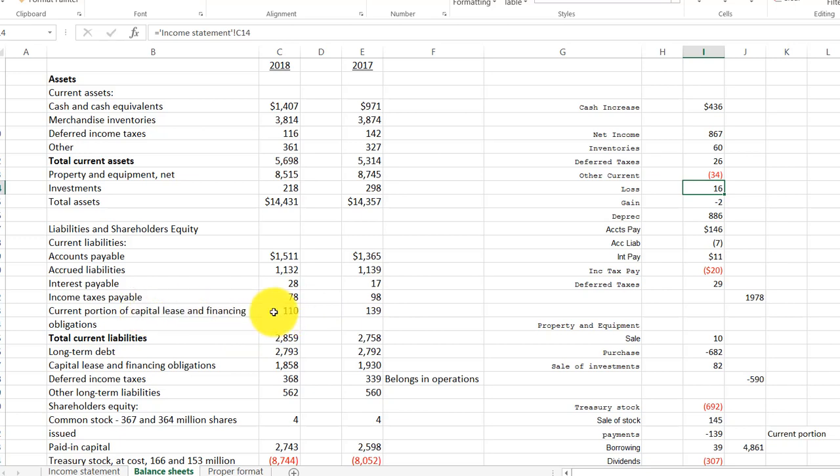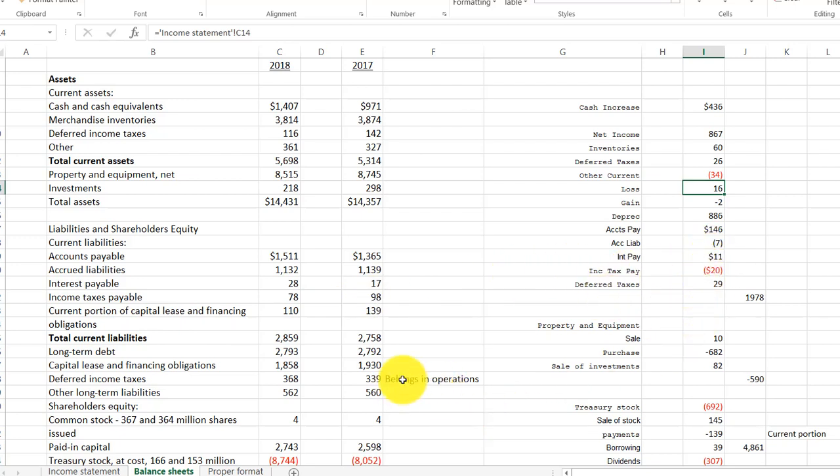Now we get to the current portion, and remember our assumption is that current assets and current liabilities are operating assets and liabilities. Well, this is one which is current, but because it's current portion of long-term debt, it really is not an operating liability. It should be considered under financing. So we're not going to put it here under operating.